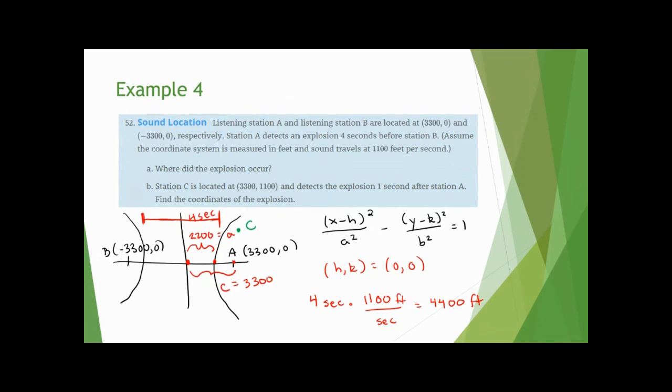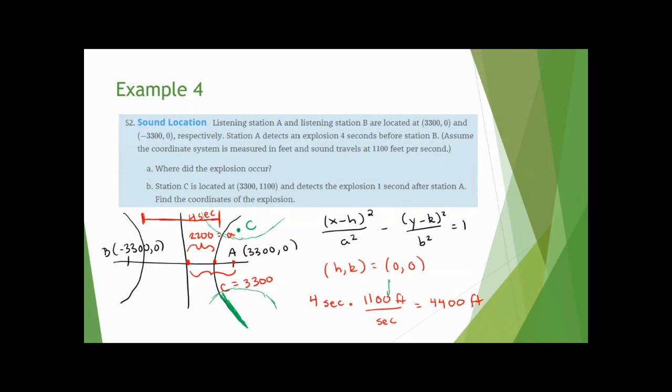So if it's detecting it after, let's say we have another kind of hyperbola here, and it's going to be looking like this. We're looking for where they intersect in a way. We're looking for where the explosion probably happened, somewhere in this area. And it's got to be on our original line. So it's going to be somewhere on this part that I have shaded in.